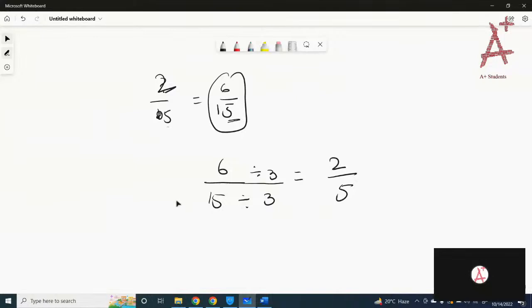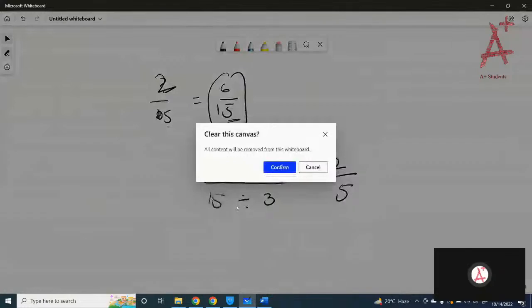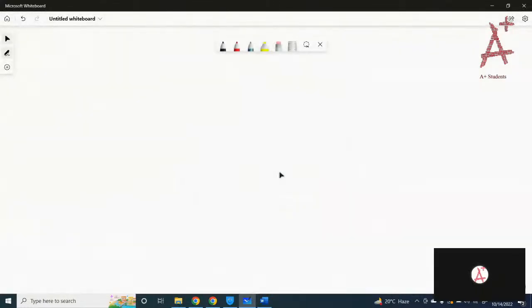Okay, let's start with the test questions. Fill in the missing number to complete the proportion. The missing number divided by 3 equals 6 divided by 9.